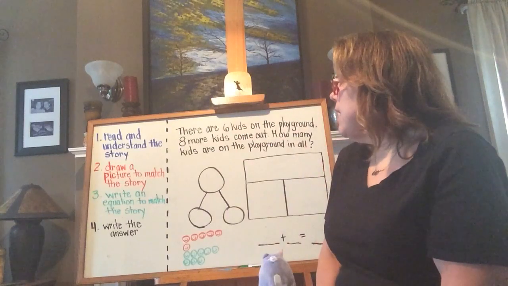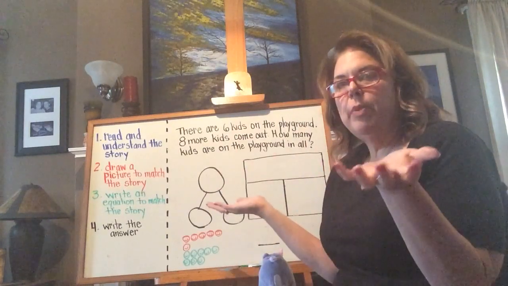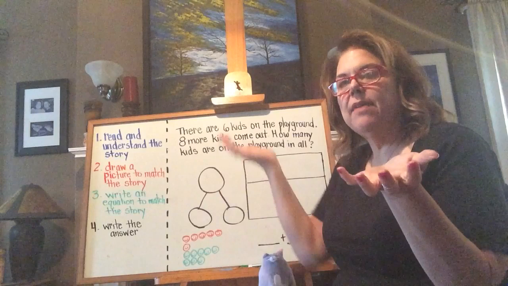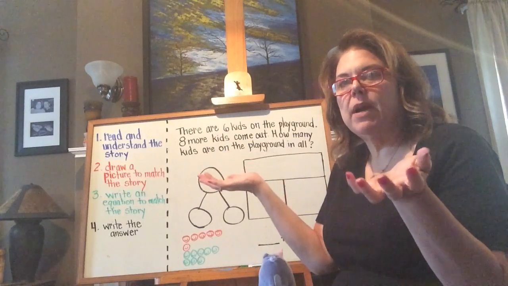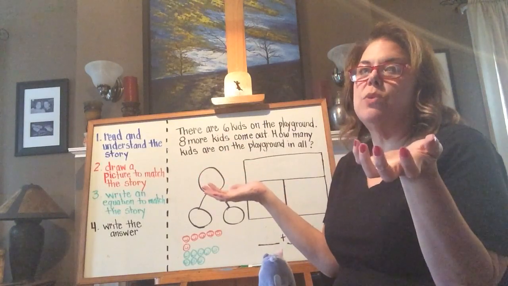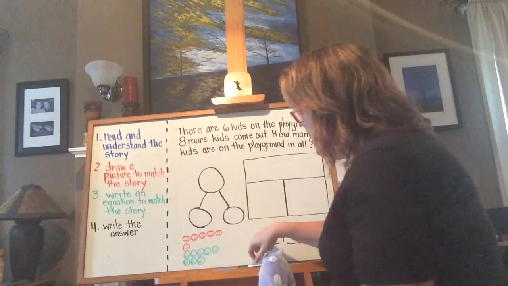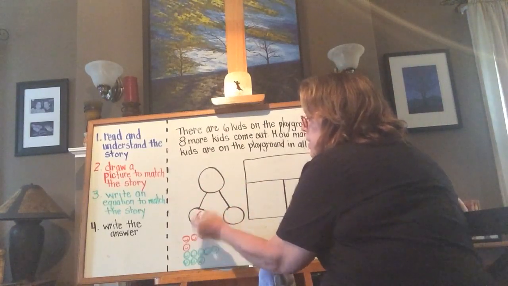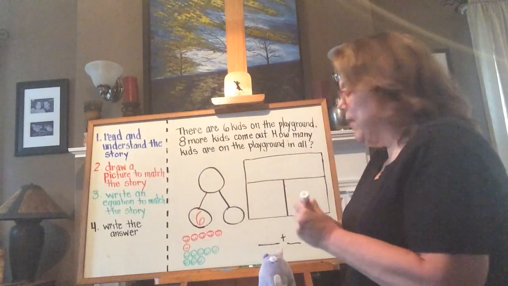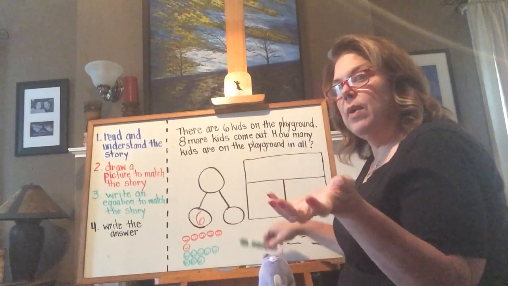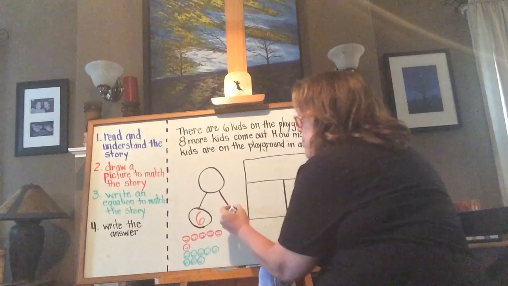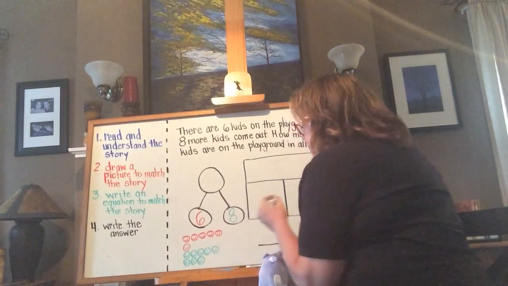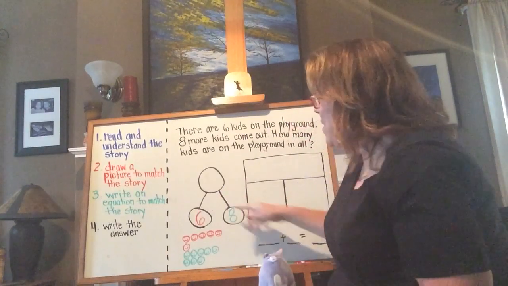So when we're thinking about our story, what are our 2 parts? Yeah, the number of kids that were out on the playground and then how many more came to join them. So I'm going to fill it in down here. So our first part is 6 because in the beginning of the story, there were 6 kids on the playground. Our other part was 8. 8 more kids came out to join them.